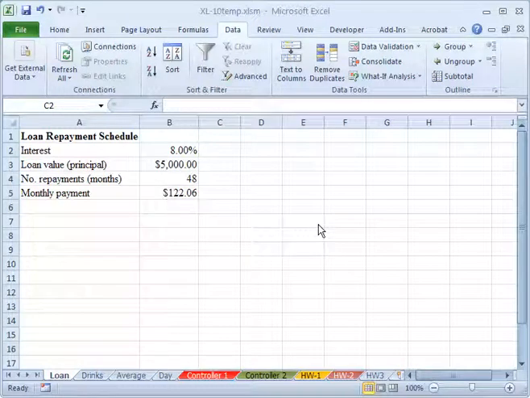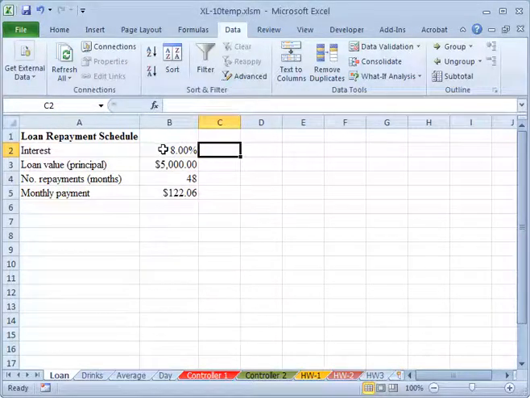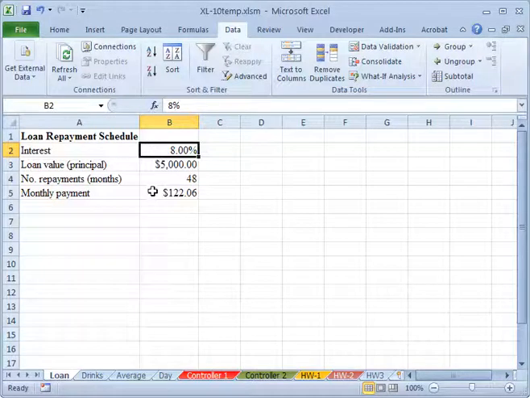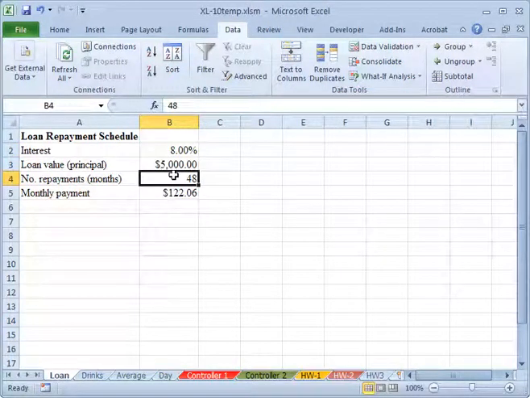One of the best functions in Excel is the PMT function, which gives us the payment amount and how much we have to pay. So let's look at here. We just borrow money from the bank, and let's say that principal money is $5,000 and the interest rate is 8% of it. Then if we pay $122.06 every month, it will take 48 months, or 48 times.